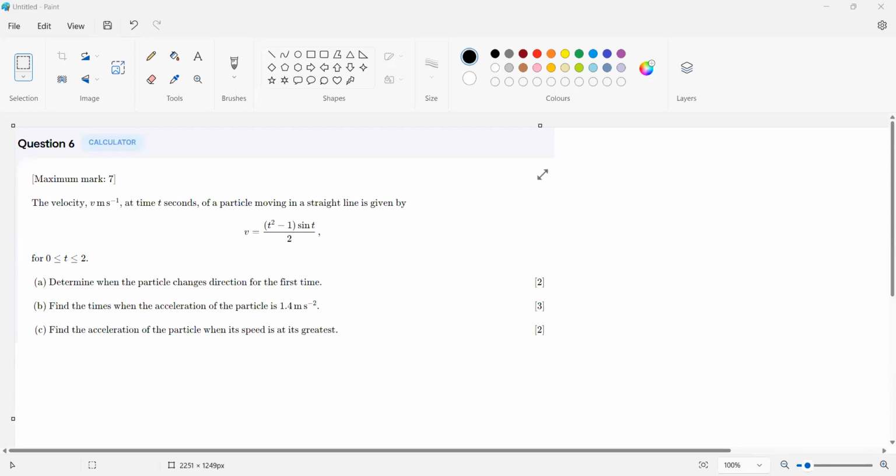So this is paper 2, where you're allowed to use the GDC. And specifically, this question is from Unit 5, chapter Calculus. And under Calculus, it comes under kinematics.